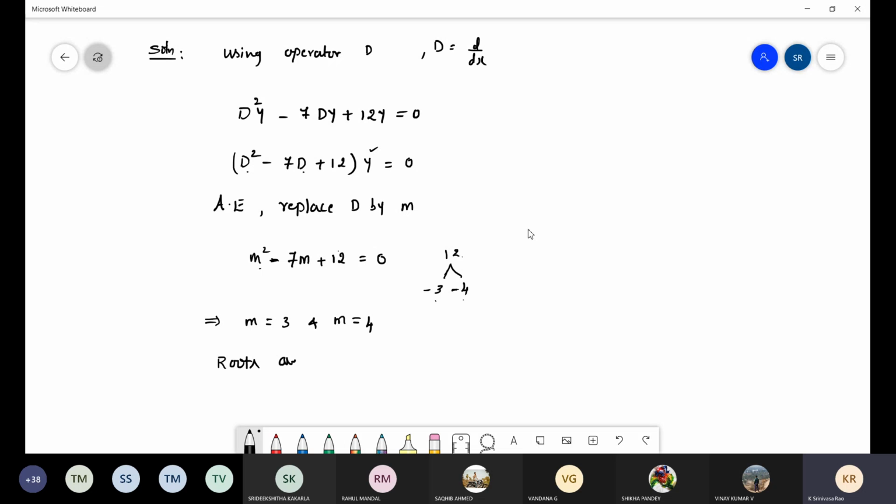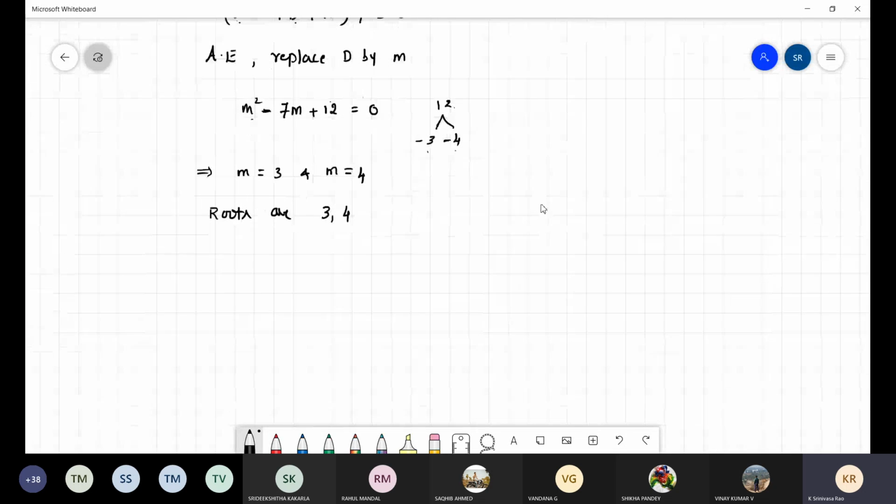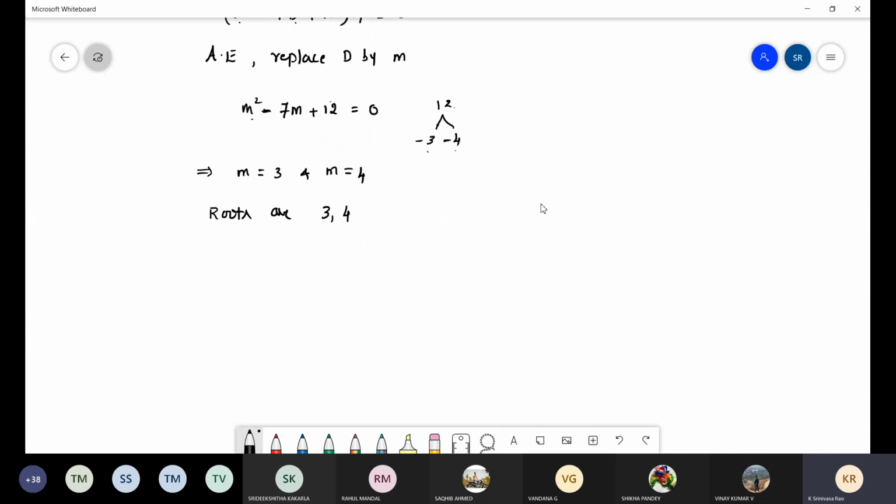What are the roots now? 3, 4. Now you decide which case it comes under: roots are real and distinct, real and equal, or complex. Which case? Case 1, roots are real and distinct. Therefore y equals yc, both are the same, because yc is actually part of the solution and y is the complete solution. Since the RHS is 0, both are the same. You will get c1 e power 3x, first root, plus c2 e power 4x, second root. So this is the solution of the differential equation.